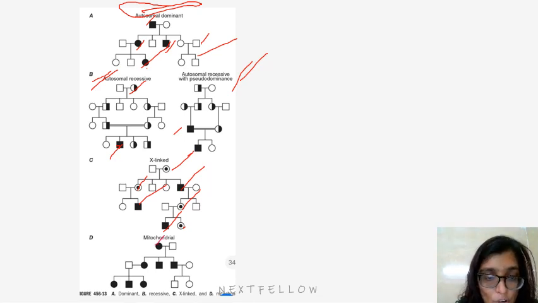In case of mitochondrial inheritance, the female will transmit the disease to all the children. See, the affected female will transmit the disease to all the children, and there will be no transference of disease by a male. These are all the very important pedigree charts. Visual questions are asked on this many times.